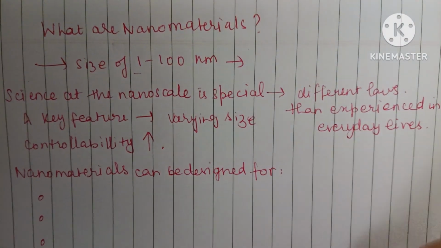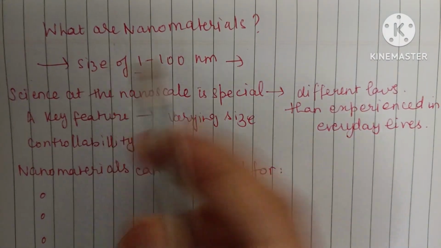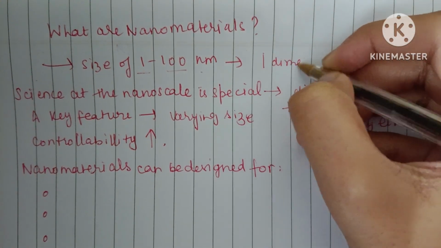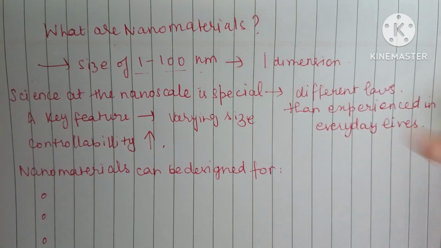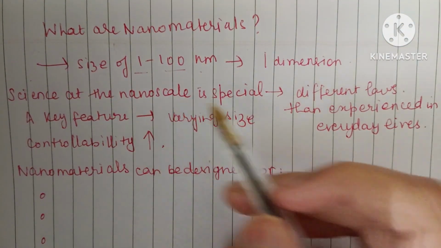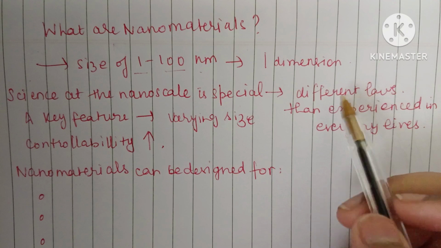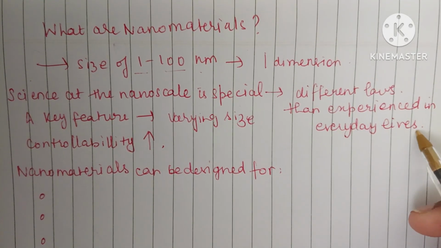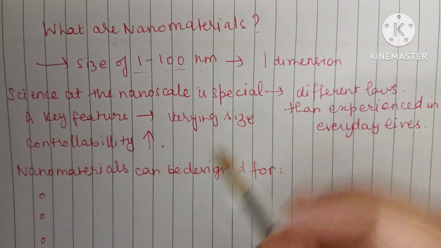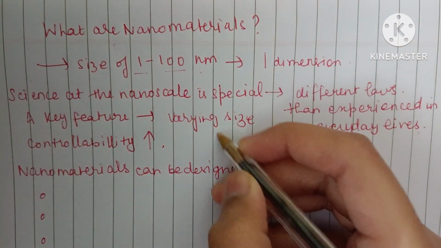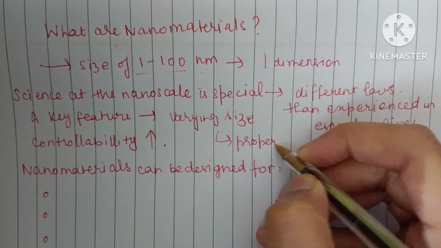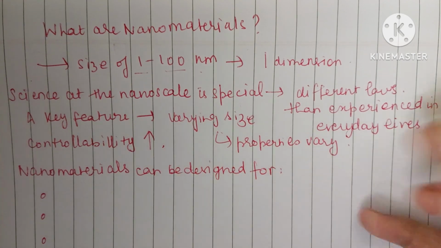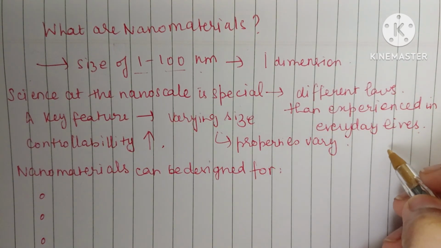What are nanomaterials? A nanomaterial is defined as a substance having a size of roughly 1 to 100 nanometers, or at least one dimension in the nanometer range. Now, the science at the nanoscale is special because at such a small scale, different laws dominate over those that are experienced in our everyday lives. A key feature of nanomaterials is that with the varying size, the properties also vary. This gives a high degree of controllability, which cannot be achieved in bulk materials.